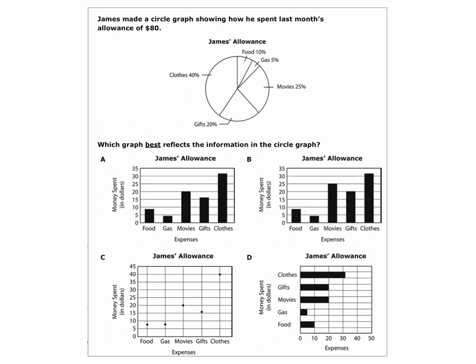Just by taking a quick glance at these and reading the titles and the axes, A and B both look like they could be my answer. They both are titled James's allowance. Expenses would be on the x-axis and they're labeled appropriately, and the money spent would be on the y-axis, or your vertical axis, and they're both also labeled appropriately.